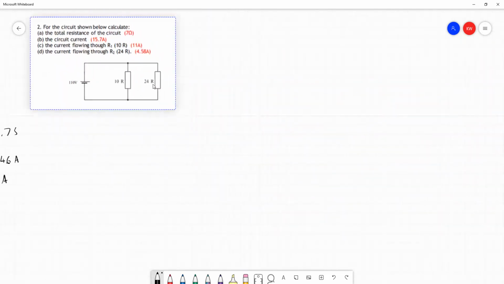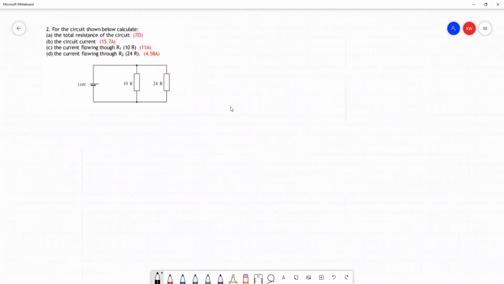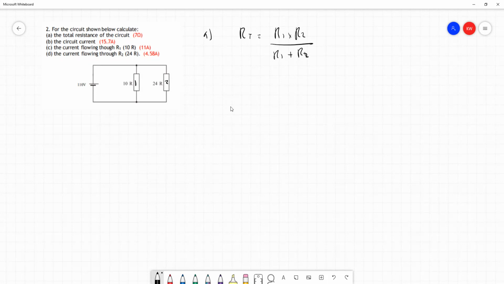This is question 2. We need to find the total resistance of the circuit and the circuit current, and then we want to find the current flowing through the two individual resistors. This is quite similar to our second worked example. If you've watched that video, that might be helpful as well. So for the total resistance in the circuit, again, our formula is going to be this. I'll label our two resistors so that we can refer to one as 1 and one as 2.